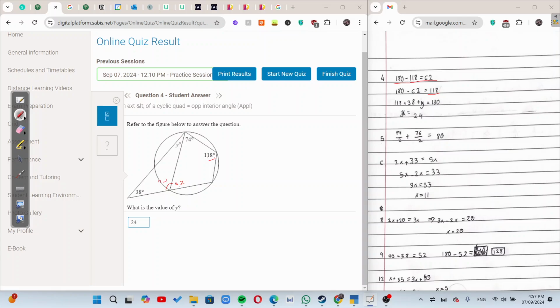Just write it down as a mental note. And we know that this is a triangle, so all three angles together must equal 180. So we need to do 118 plus 38 plus y, because y is what we're trying to find, equals 180. And y here equals 24 once you solve all of this. Okay, so now for the next question.